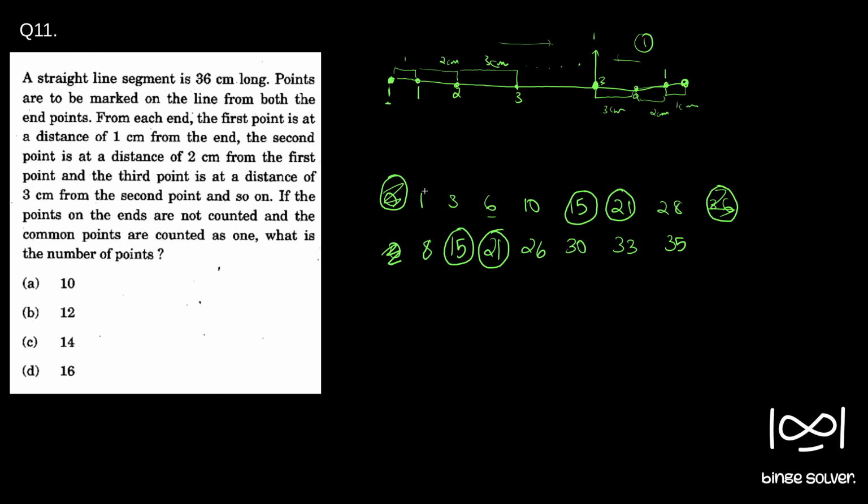So if you count all the rest of the points, 1, 2, 3, 4, 5, 6, 7, 8, 9, 10, 11. This is already counted once, so it is not counted. 12. So 12 points. So the correct answer is B, 12. So that is the solution to question 11. The common points are counted once, the end points are not counted, and all other points are counted once, which gives 12 as the answer. Solution to question 11.